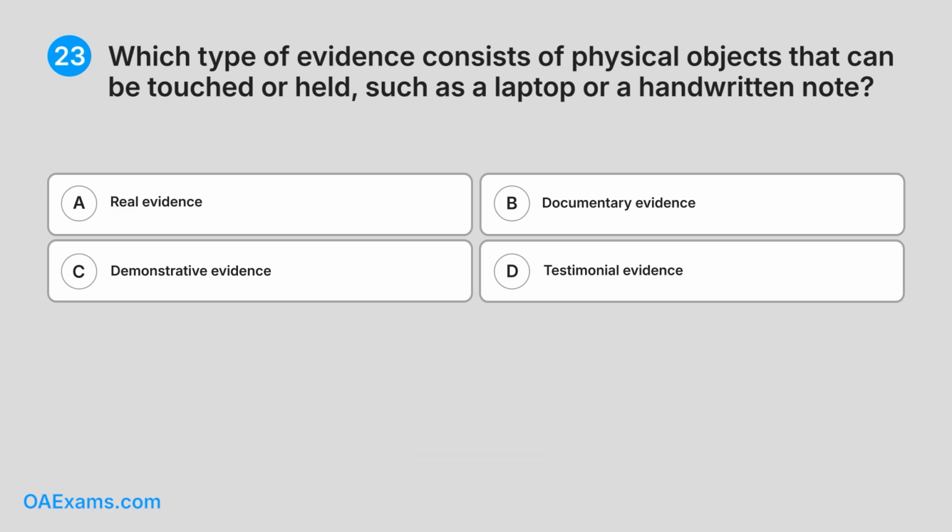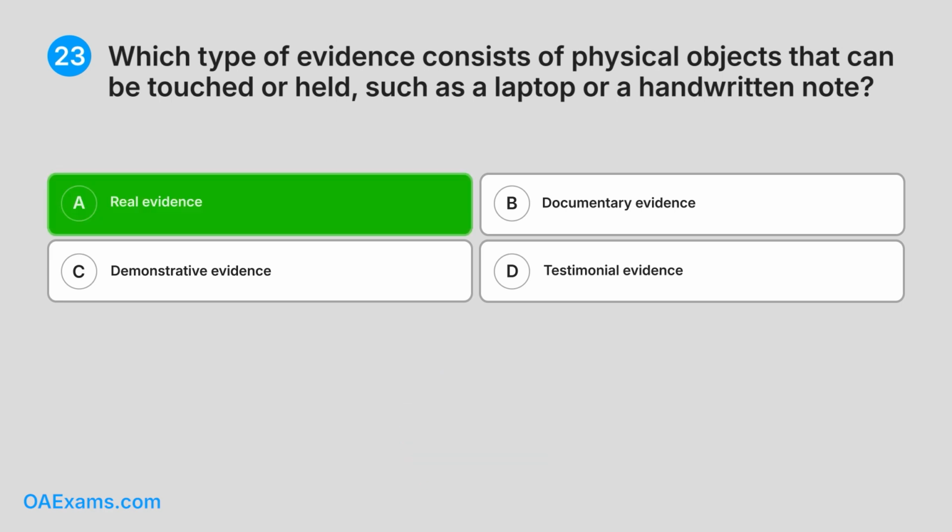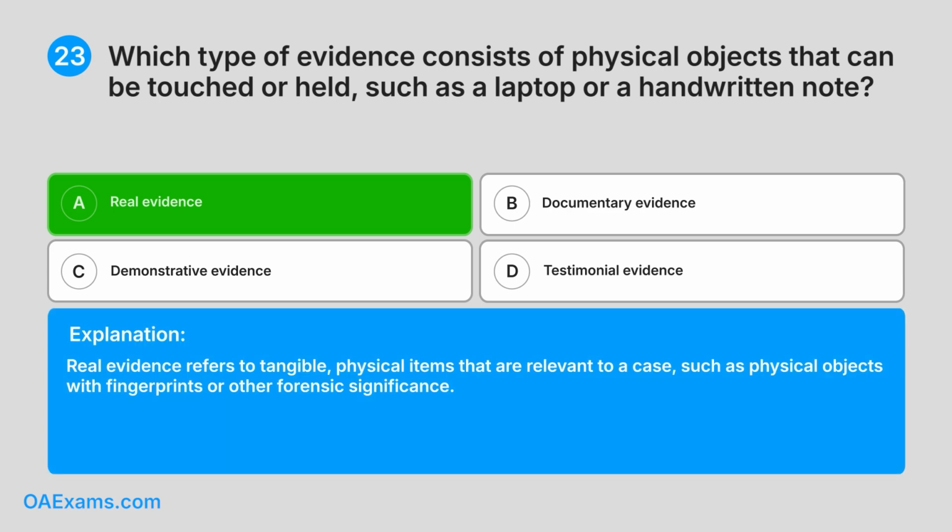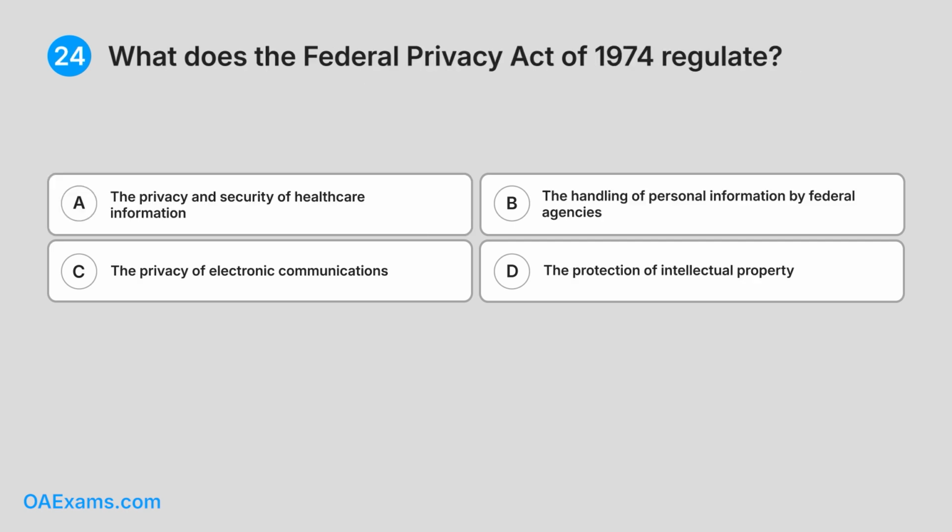Correct answer. A. Real evidence. Explanation. Real evidence refers to tangible, physical items that are relevant to a case, such as physical objects with fingerprints or other forensic significance.